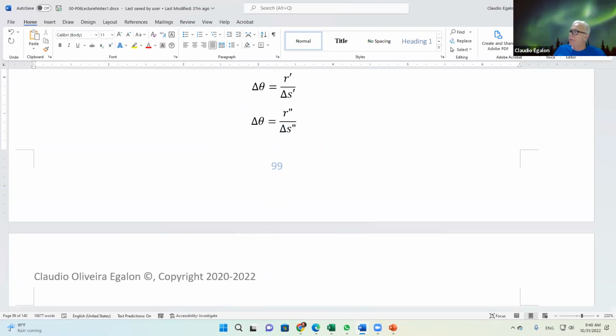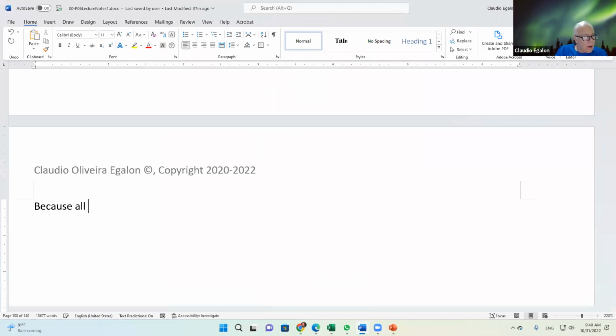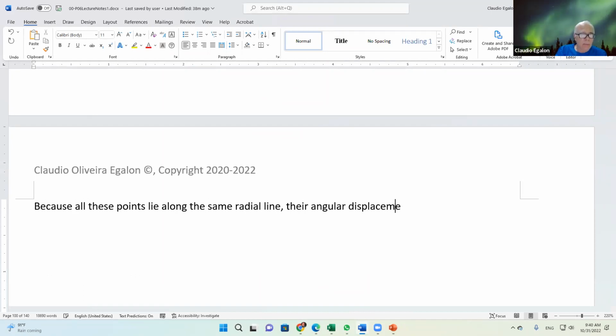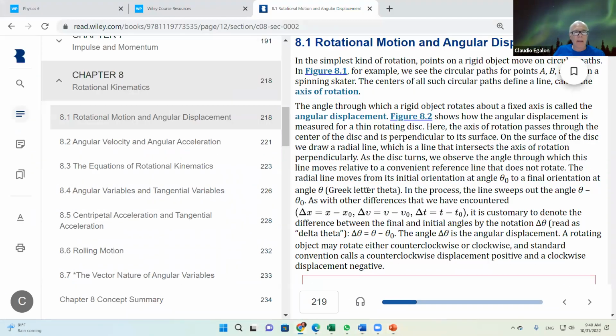Because all these points lie along the same radial line, their delta theta is going to be the same. Their angular displacement is going to be the same. However, if you were to treat a point at a different place, the angular displacement might be different. Angular displacements from the x-axis, okay? So that's what we have for angular displacement.